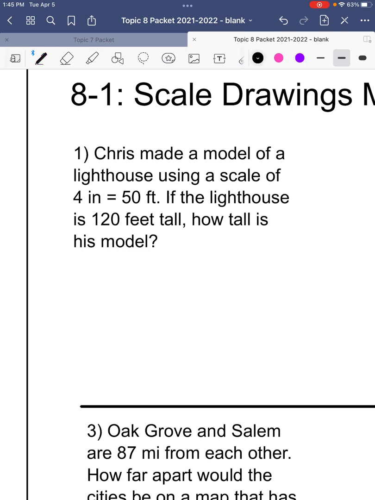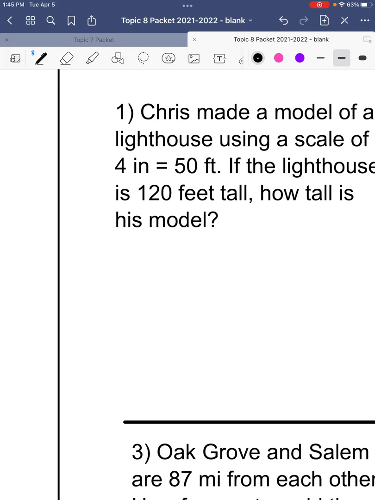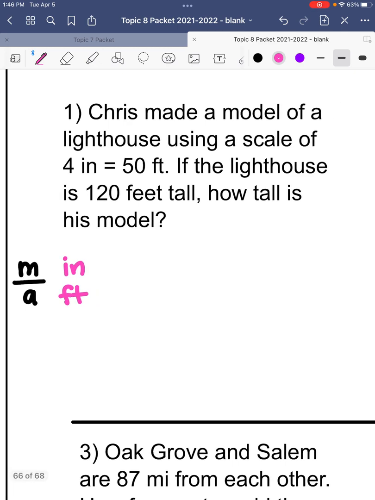Okay, so what I like to do is remind myself that my scale is model to actual, or the fake thing to the real life thing, right? I also like to make note of my units. So I know the model is being measured in inches and the actual lighthouse is measured in feet, right? So now I'm ready to use the ratio that's given to me, 4 inches equals 50 feet.